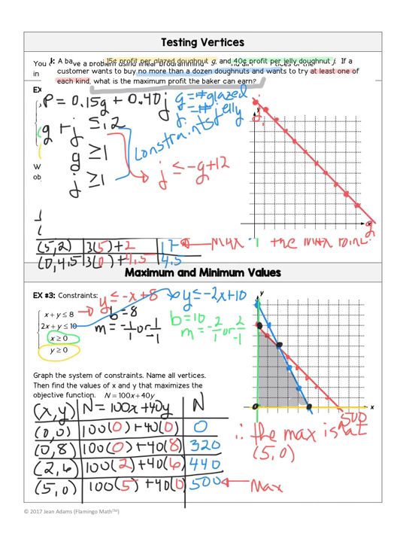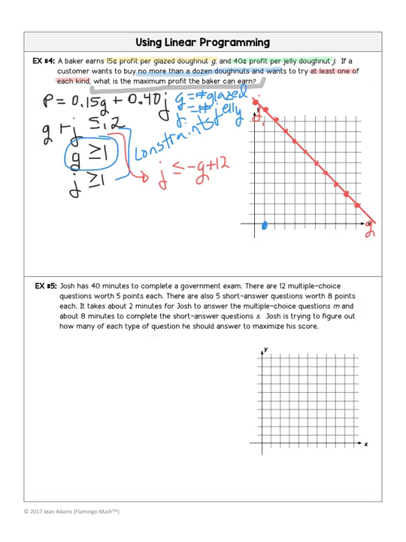Okay. Then I am going to graph G is greater than or equal to 1. So I'm going to put a point on the G axis at 1. The only way to cut through that G axis is with a vertical line. And finally, I'm going to graph J is greater than or equal to 1. So I'm going to put a point at 1 on the J axis, and the only way to cut the J axis is with a horizontal line.